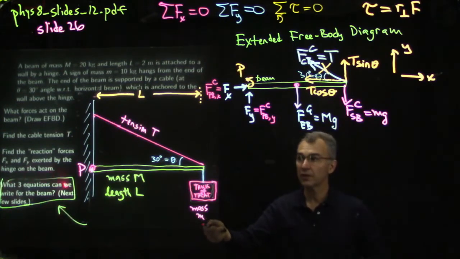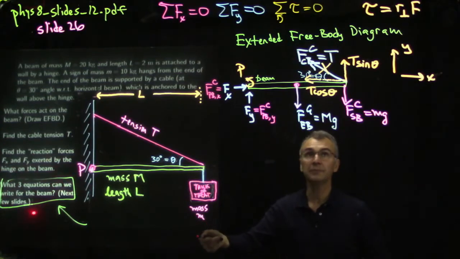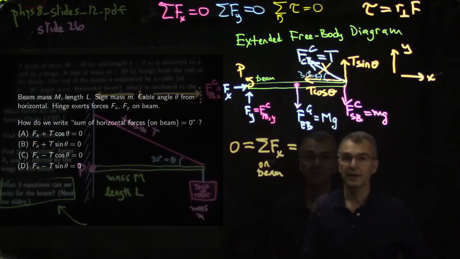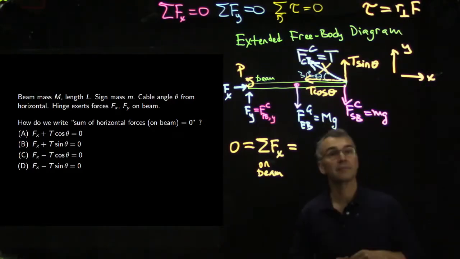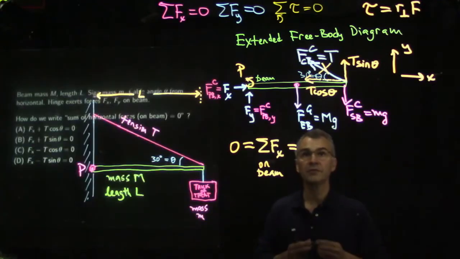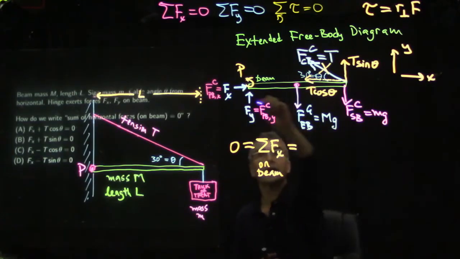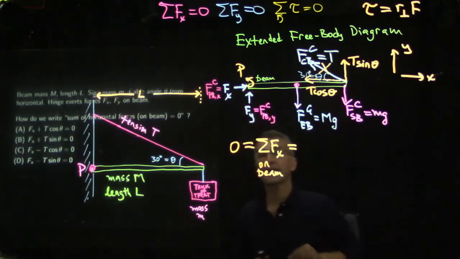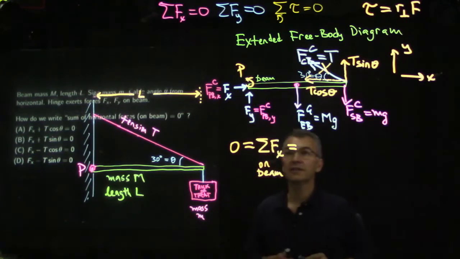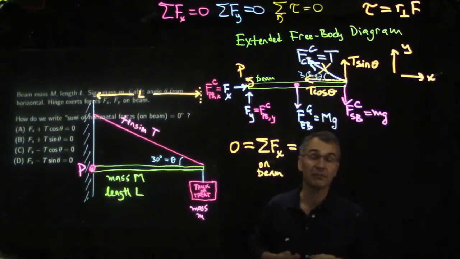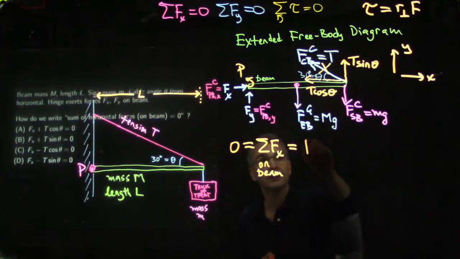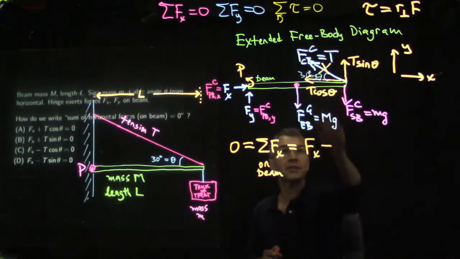The next step is to figure out what three equations we can write for the beam using our extended free body diagram. How do we write the statement that the sum of the horizontal forces acting on the beam equals 0? Remember, our usual sign convention is plus, minus, minus. So right minus left. Acting to the right, at least the way we've drawn it, we have the reaction force, the force exerted by the pivot in the horizontal direction. Since we drew it to the right, we could have drawn it to the left and then we would just get the same answer with a minus sign. So we have Fx minus, and then to the left is T cosine theta.